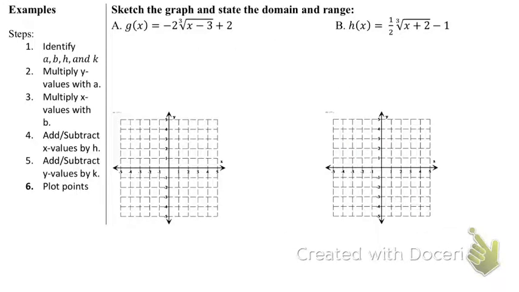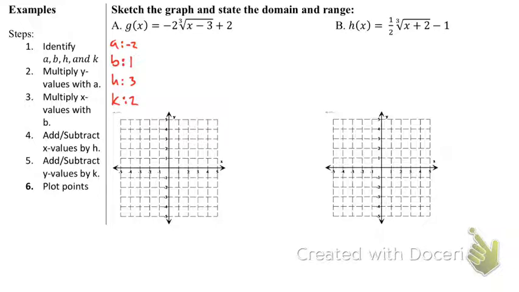Okay, first thing we want to do here, just like we did before, is identify my A, B, H, and K. So A, B, H, K. My A value is -2. My B value, which would be the reciprocal of the number here, which is 1. The reciprocal of 1 is still 1. My H value is going to be this number, but switch sign, so it's +3. And my K value is going to be +2.